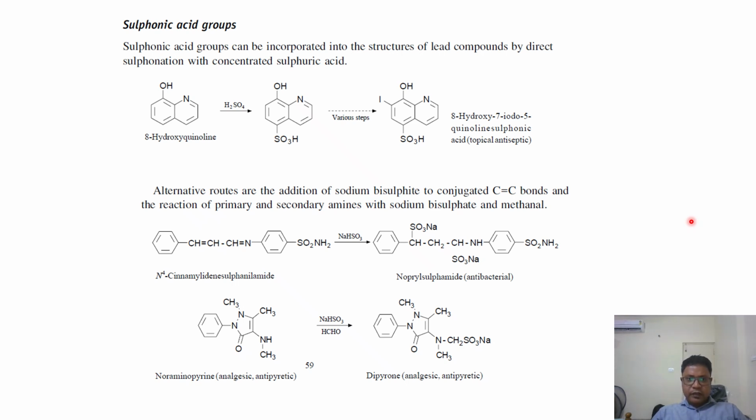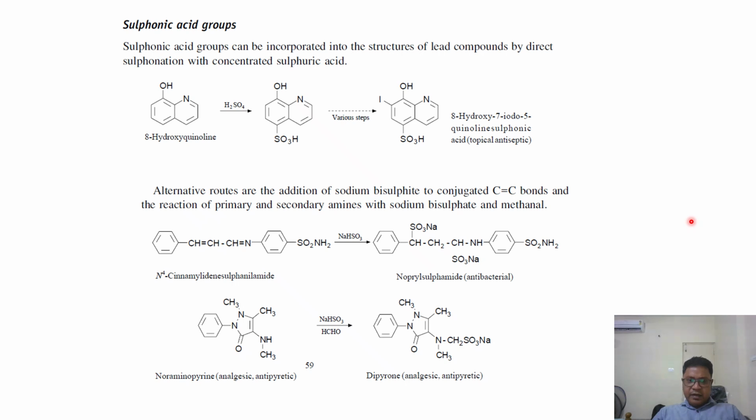Alternative routes are addition of sodium bisulfite to the conjugate double bond, and the reaction of primary and secondary amines with sodium bisulfite and methanol. So let us see how we can improve. If we see this kind of drug molecule, we have an unsaturated double bond here. If we react the drug molecule with sodium thiosulfate, we can simply make it an SO3Na functionalized drug molecule, and definitely this drug molecule will be much more water soluble compared to the parent molecule, and it works as an antibacterial agent.